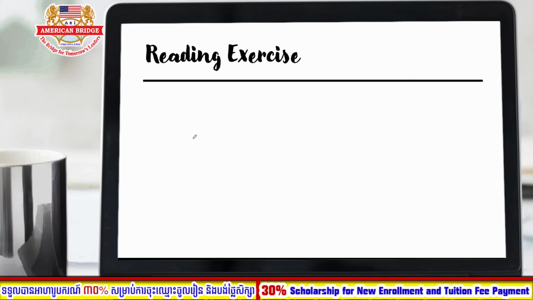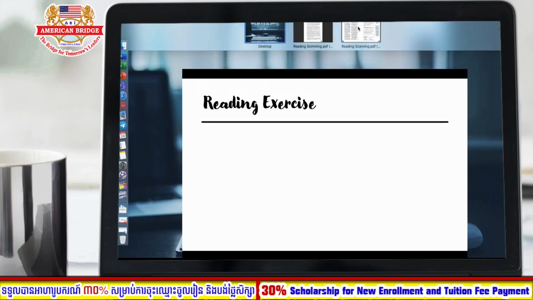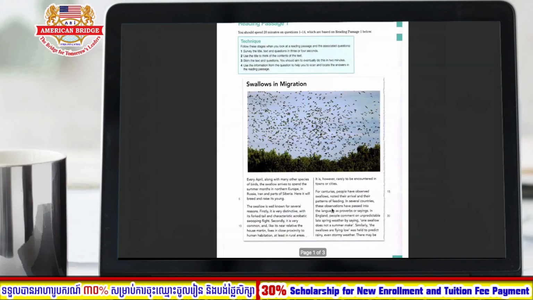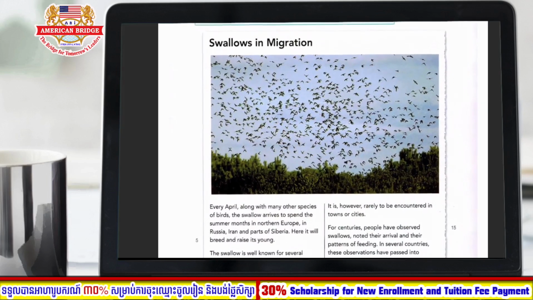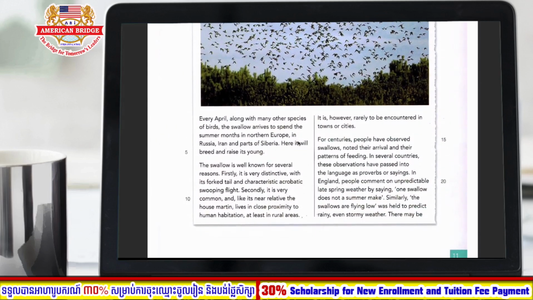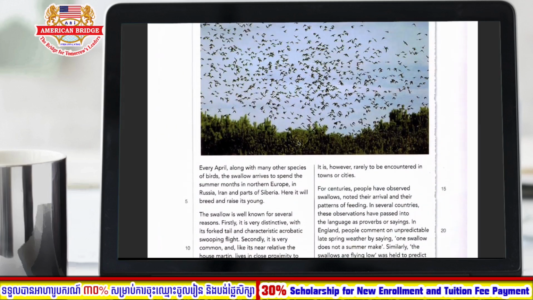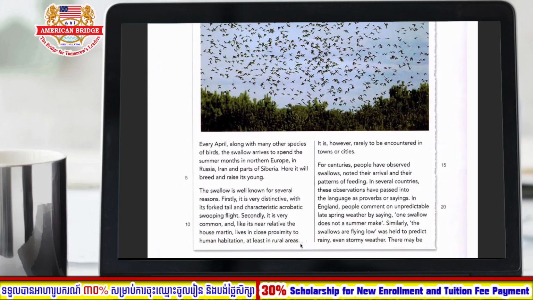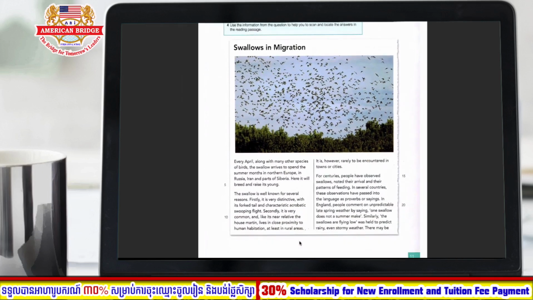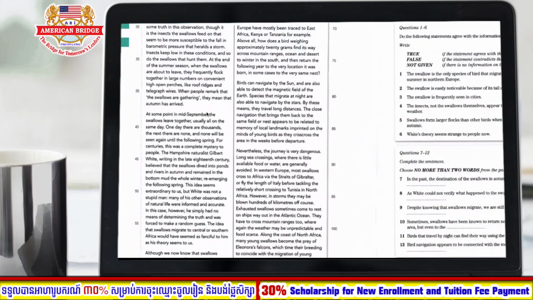After you see some of the techniques on how to scan and what to expect when you do the scanning, I would like to show you a reading exercise where you will need to use the scanning techniques. So here is the exercise. As you can see here, I would like to zoom in. This is the reading passage. This is not only the introduction of this reading passage, because there are more reading passage exercises right here.